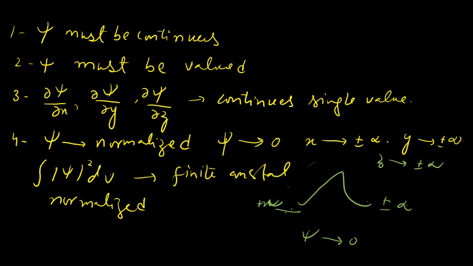By considering these conditions, we can write the probability P of finding the particle between x1 and x2. It will be equal to the integral of psi amplitude whole square dv. This is the probability of finding the particle between x1 and x2. So this was all about the description of the wave function, what the wave function is and what the necessary conditions are which must be fulfilled by the wave function in order to represent the state of the particle.